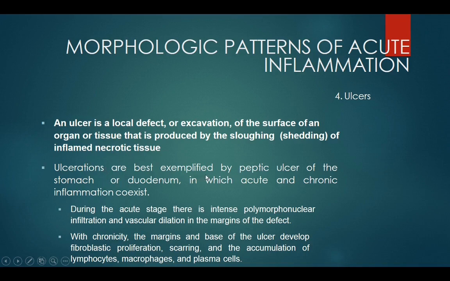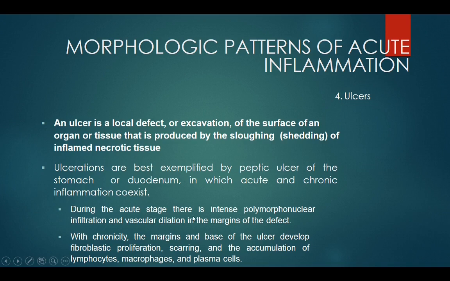Ulcers are best exemplified by peptic ulcer of the stomach or duodenum, in which acute and chronic inflammation can coexist. Like we used to say, there's pain in the abdomen and the person has gastritis, and if this gastritis continues for long, it will lead to ulcer. And then the person continuously has acute and chronic inflammation, so they can coexist together. Like we say, acute on chronic: the inflammation was chronic and continuing for a long time, but suddenly acute inflammation also took over, leading to acute on chronic inflammation.